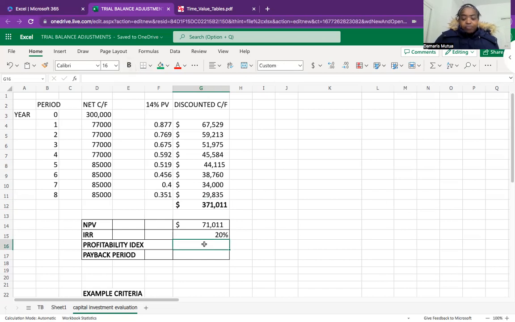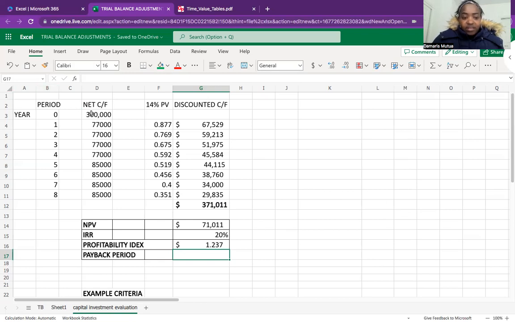Profitability index. We take our present value, which is 371,000, then you divide by the initial investment, which gives you 1.123.